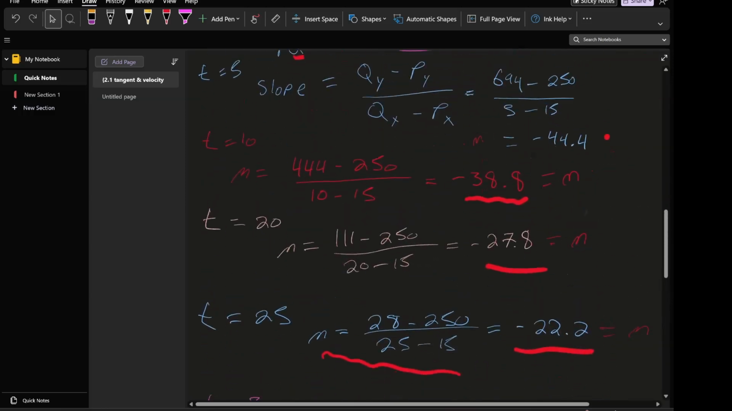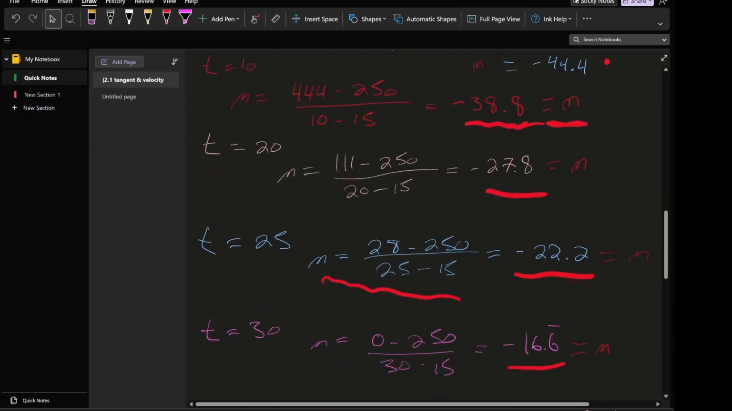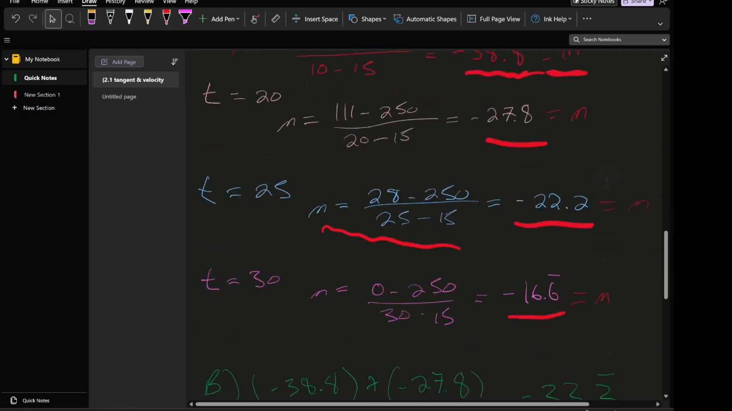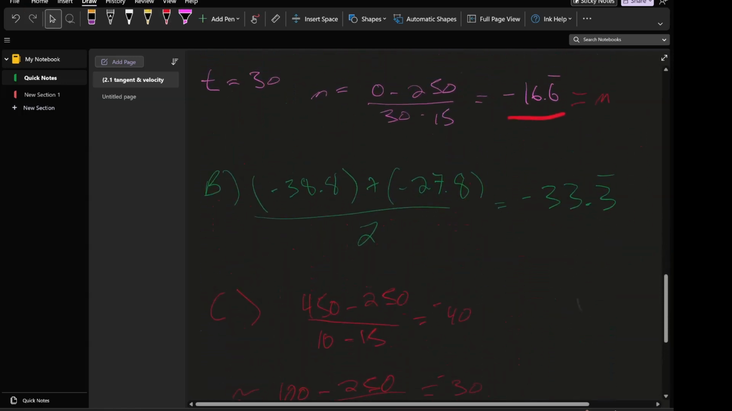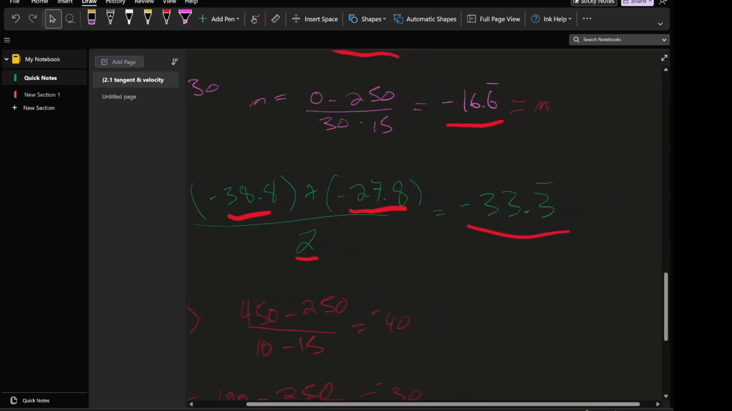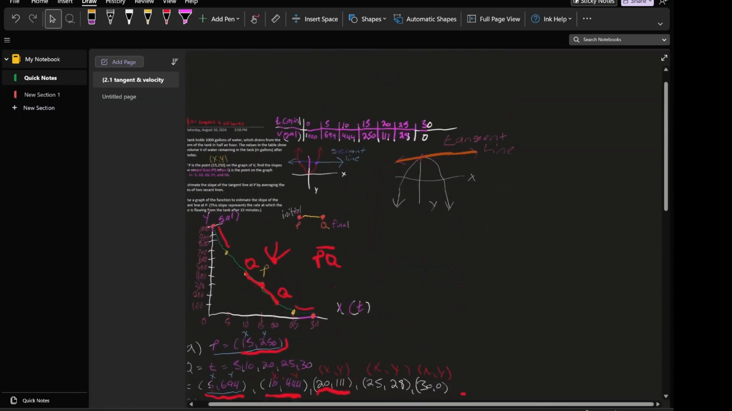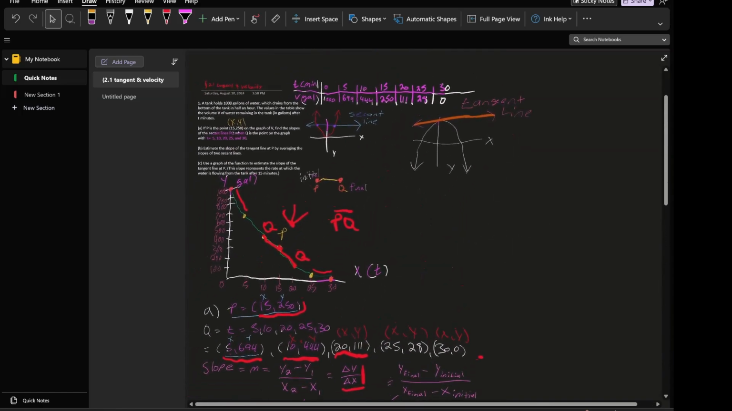And at t equals 10, we have slope equal to negative 38.8, and t equals 20, we have negative 27.8 is equal to m. So if you add those two slopes together and divide by 2, you get that negative 33.3 repeating is your estimation for the slope of the tangent line at point P.